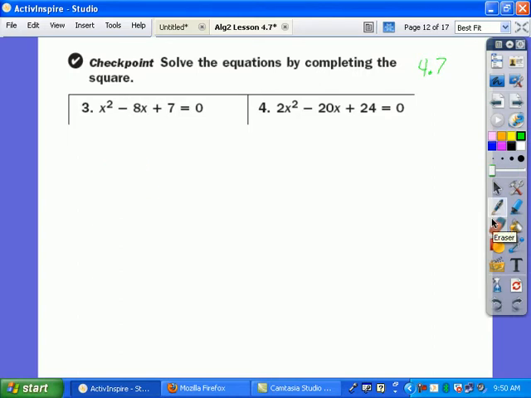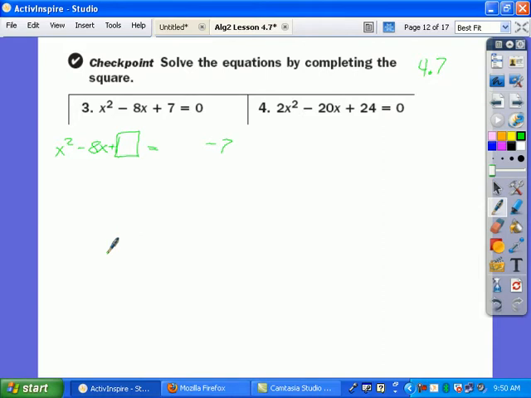So in this case, I'm going to subtract out the 7. So I get x squared minus 8x equals negative 7, and I left myself a lot of room because I know that I'm going to add in a number on both sides of the equation. And the number that I'm going to add will go right here.